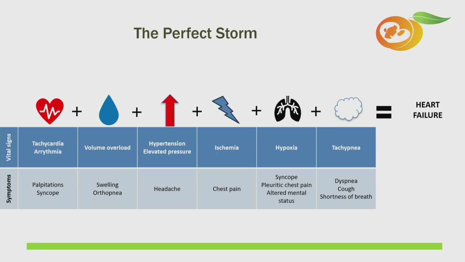Patients with headache, yes, of course, preeclampsia, but also think hypertension, elevated pressures. Chest pain, you want to think ischemia. Hypoxia, these patients might present with syncope, pleuritic chest pain, altered mental status. And then if patients have cough, shortness of breath, that could be associated with tachypnea, but again, you're going to start thinking of these things. So look throughout the presentation for these icons to think of what makes the perfect storm that can lead to heart failure. Because remember, over 50% of the patients that had deaths in the peripartum period were due to cardiomyopathy and heart failure, right? So you're really going to look for those patients.